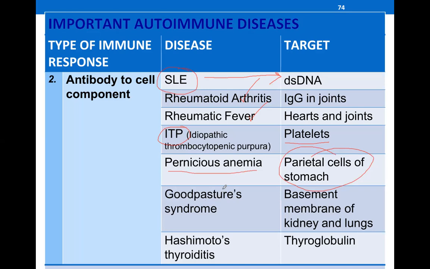Okay. Another autoimmune disease is your Goodpasture syndrome. Its target cells are your basement membrane cells of the kidneys as well as your lungs.